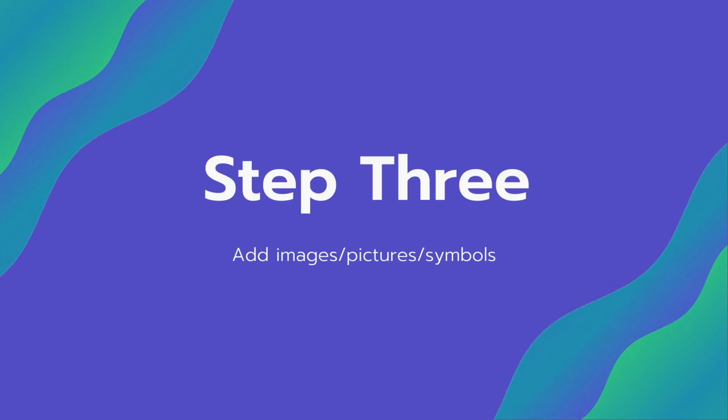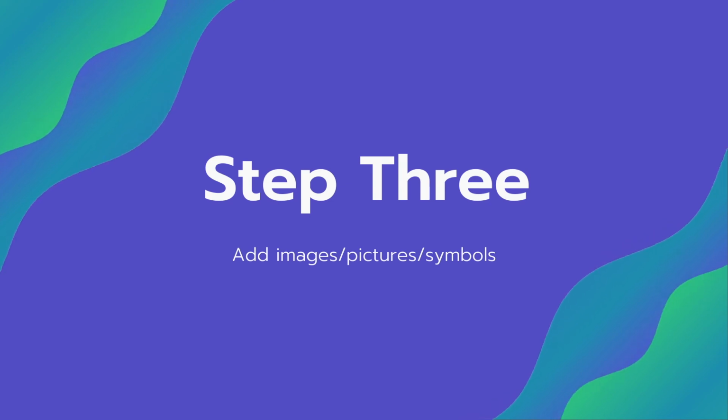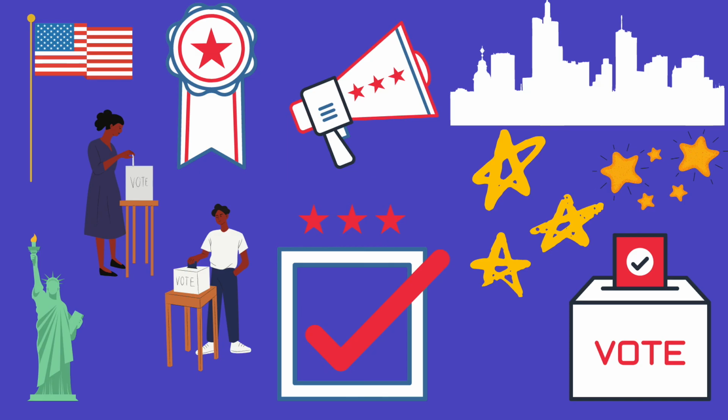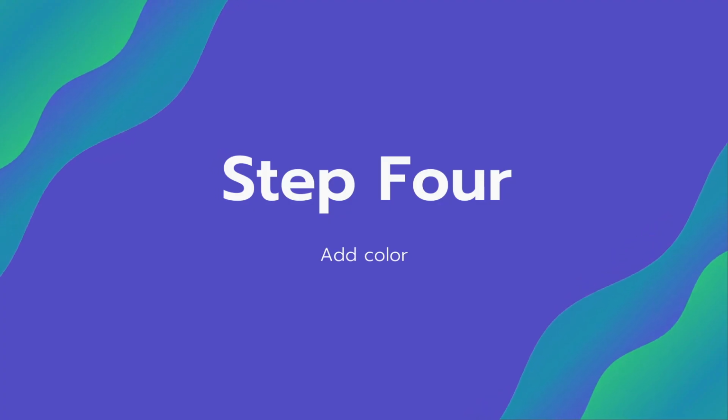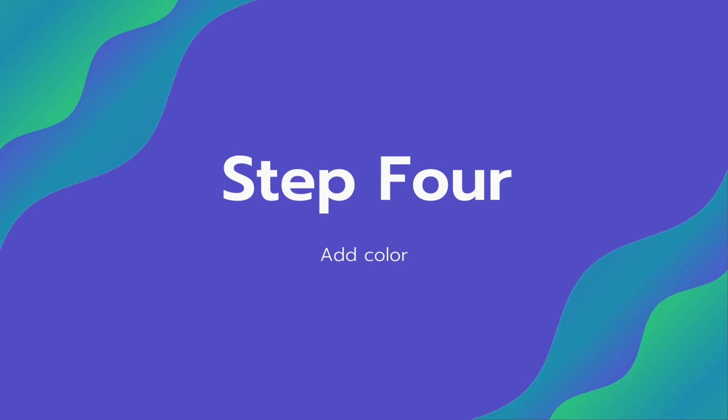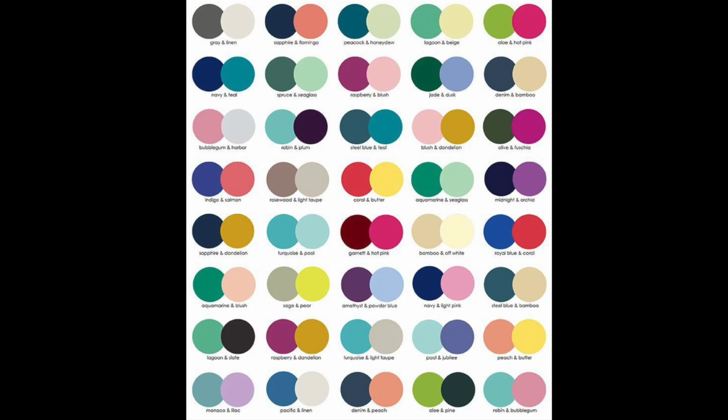So step 3, you're going to add images, pictures, or symbols. So as we saw in some of the stickers earlier, we saw lots of flags. Here are a few suggestions of things you could add. We've got the skyline, the flag, people voting, ballot box, stars, and of course, the Statue of Liberty there. And our last step is to add color. You can add color in any different combination that you want, or you can leave it black and white if that's the style that you want to work in. So this last step is optional.